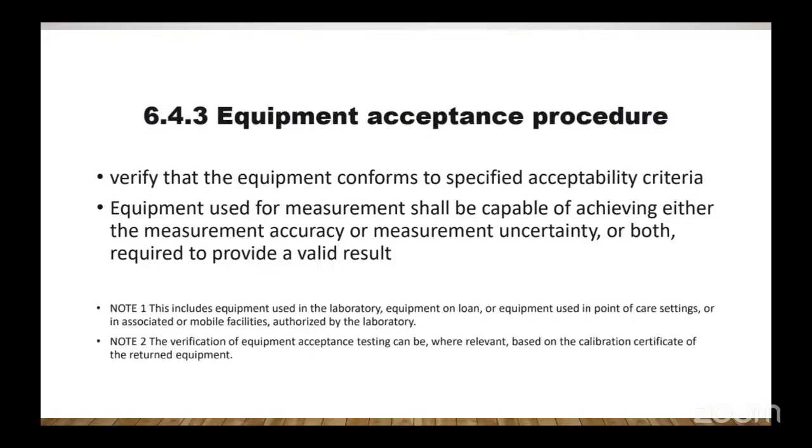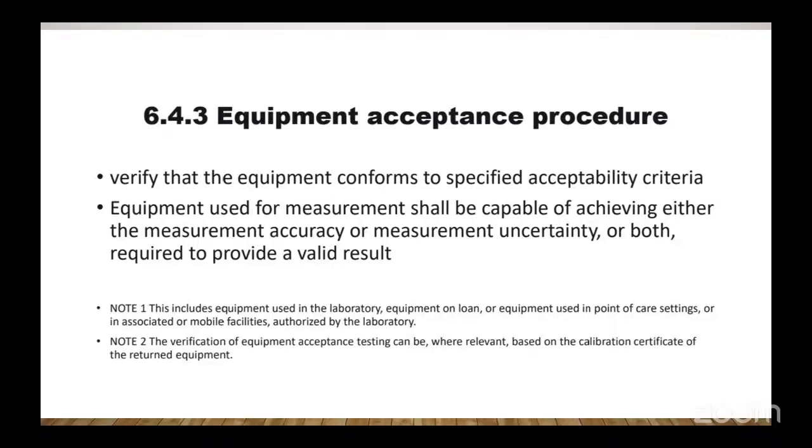6.4.3 talks about equipment acceptance procedures. Before an equipment is used, you have to verify that equipment to ensure that it conforms to specified acceptable criteria. So you need to have a policy in your lab that talks about equipment acceptance procedures like validation. Equipment used for measurement shall be capable of achieving either the measurement accuracy or measurement uncertainty, or both, as required to provide what? A valid result.